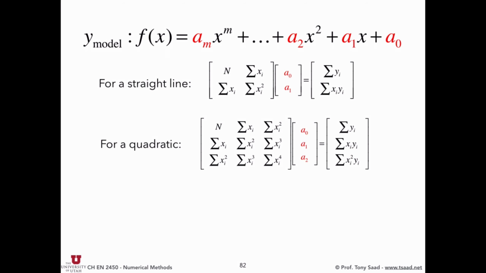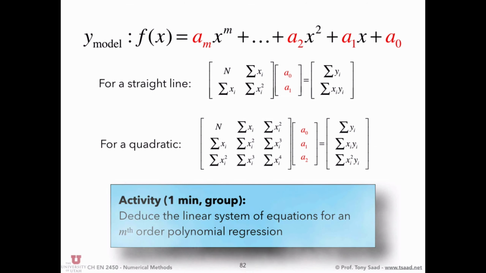And I'm going to ask you the following. For a straight line, this is the matrix structure for the system of equations. For a quadratic, this is the structure of the equations, okay? Now, I'm going to ask you to infer the structure for an mth order polynomial, okay? You got 1 minute, work in groups, look at patterns, go row-wise or column-wise, okay? Every time we added a degree, we added a summation, okay? And then we increased the order. So we had n, sum of xi squared was going to come in after that. Sum of xi cubed, and so on. Do it for an mth order polynomial.